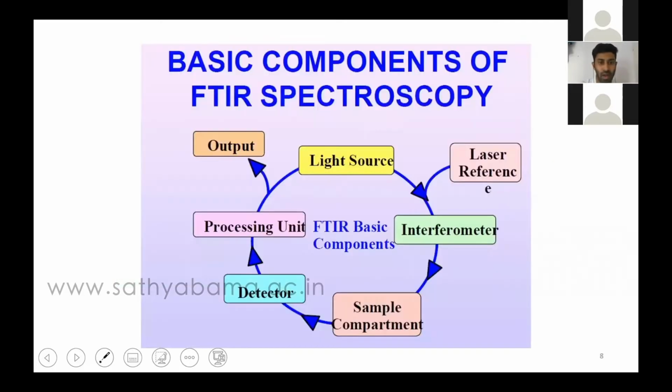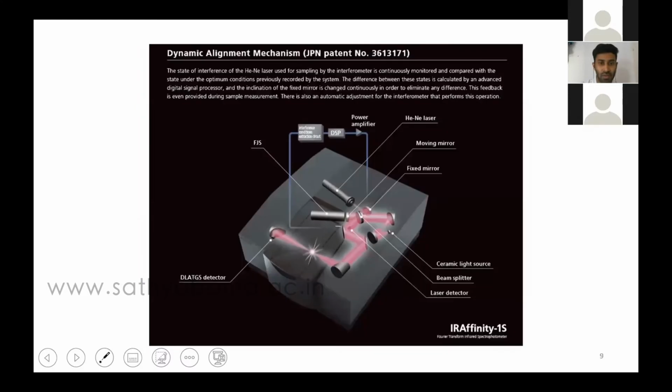If you take any basic spectroscopy equipment, it will have these components: a light source, a laser reference, an interferometer, a sample compartment where you keep your sample, a detector, and the processing unit, which of course is a computer, and you will get the output as a printout or as a graph, a spectrum basically. This particular equipment is available in our lab, and it's a Shimadzu IR Affinity-1S. This is the diagram outline.